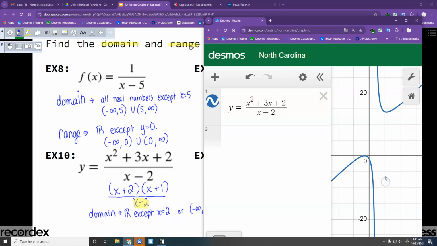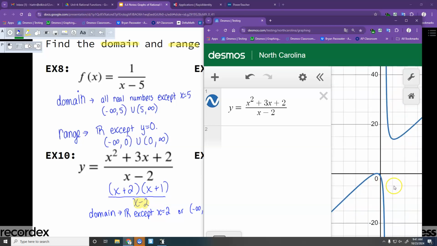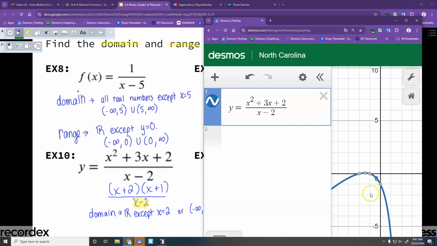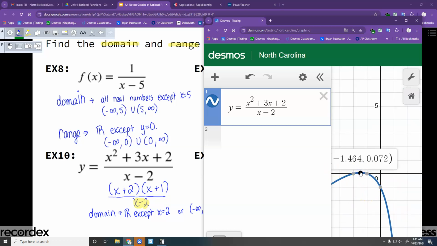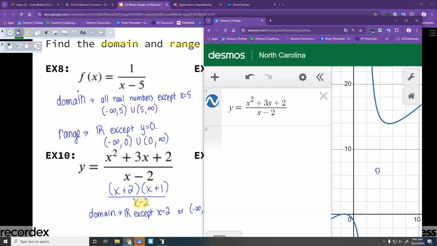All right, and this one's got a slant asymptote. Ooh. All right. We got a big chunk that we're missing, don't we? All right, so the y coordinate here is 0.72. And then you got nothing in the middle until you jump up to here where you got this low point, and it's 13.928. So this one's a little weird.